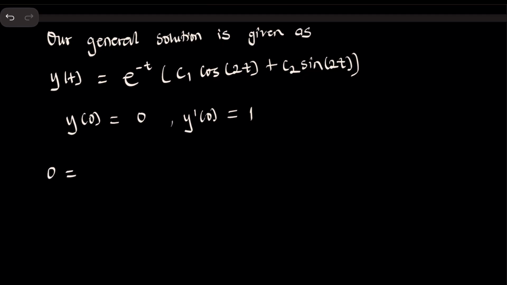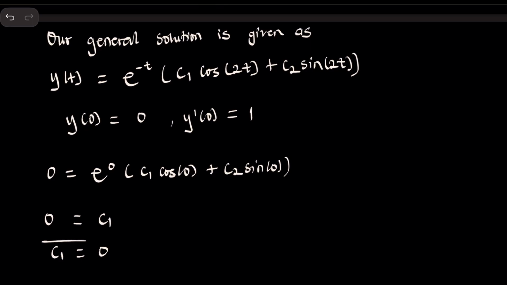Thus, 0 is equal to e exponent 0 multiplying c1 cosine of 0 plus c2 sine of 0. Now, cosine of 0 is 1 and sine of 0 is 0. So we are going to have 0 is equal to c1. So we have c1 to be equal to 0.